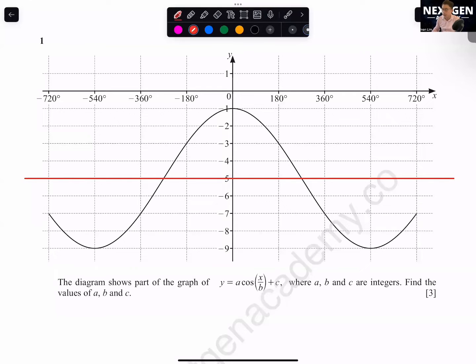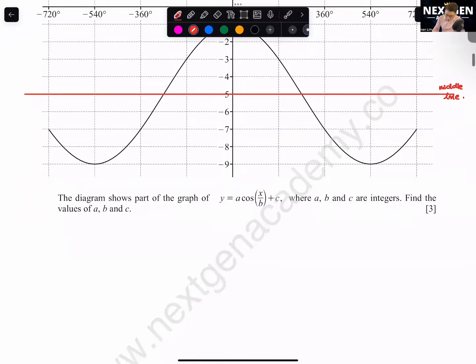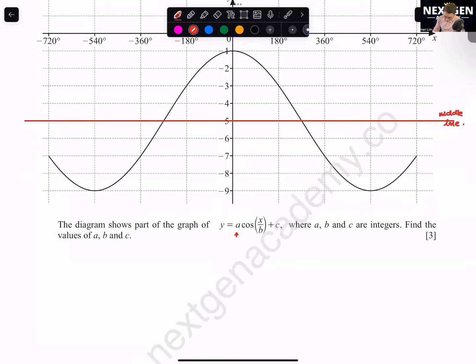Okay, so this is my middle line. This is the first thing that we want to do. Why do we want to do this? First thing, we need to understand A, B, and C, what does it represent? A is from your amplitude. B, normally it's Bx, but this one is x over B, but we just point at this term first. This one is period. C is vertical translation. That means whether your whole graph shifts up or down.